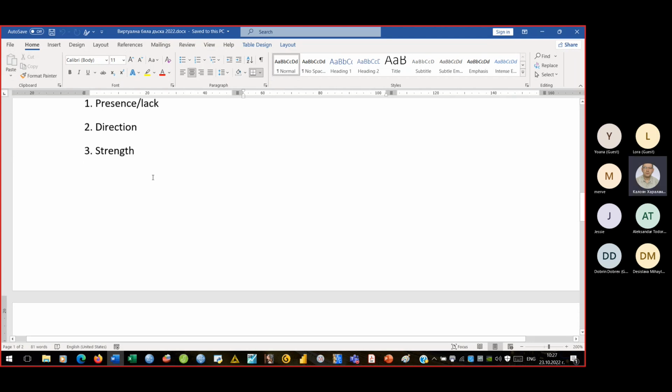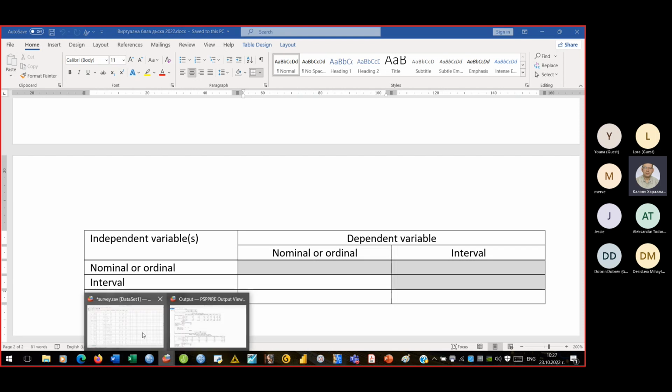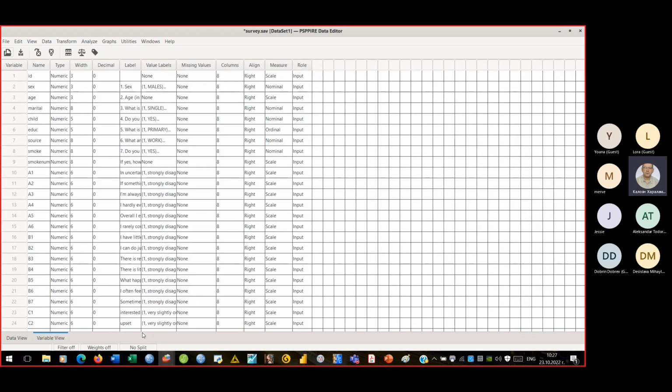And the last task remains, to measure the strength of the relation. Usually, for this task, we use coefficients, different coefficients. And here, we will use one coefficient called Cramer's coefficient or Cramer's V.